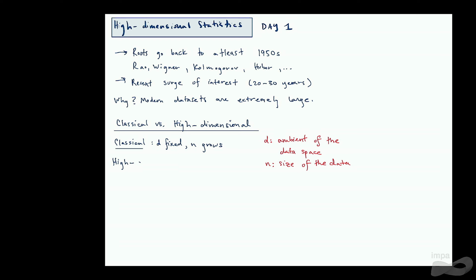Okay, high-dimensional statistics, high-dimensional asymptotics means the following. No longer is D going to be fixed, but rather D and N are both growing. And we're thinking of D as proportional in size to N, or maybe even larger.